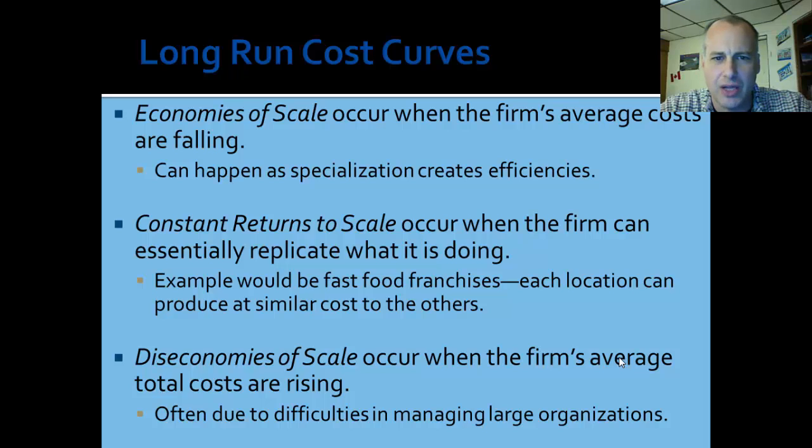Constant returns to scale occur when a firm can essentially replicate what it's doing. You increase capital and labor used in production, and you can replicate it over a fairly long horizon, perhaps. The example we used on the last slide was fast food franchises, where each location can produce at similar cost to the others. Diseconomies of scale occur when the firm's average total costs are rising, and this occurs often due to challenges in managing and coordinating large organizations. Sometimes it becomes difficult to be competitive when organizations become too large.